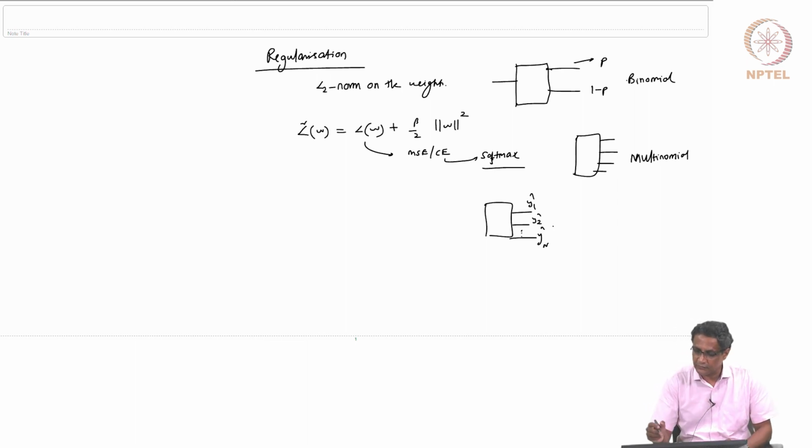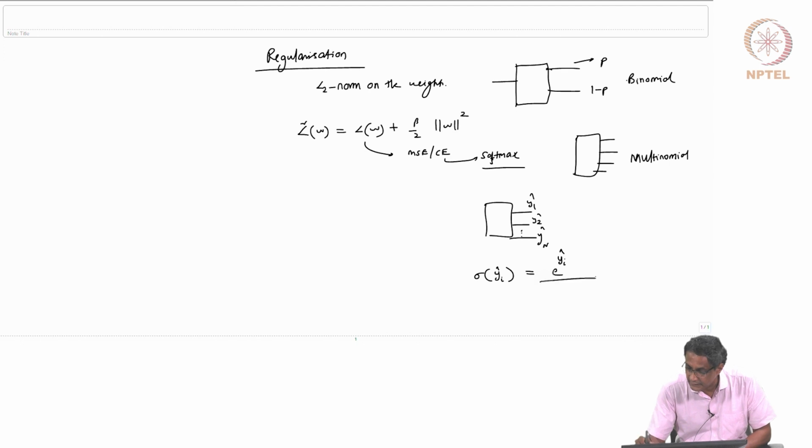Now, these ŷ1 could be limited to values between 0 and 1, or they could even come from some linear activation function. We do not know, it could be anything. Then what is done is you would convert this ŷ1 using, let me just call it some sigma. For any ŷi, I will write sigma of ŷi as e raised to ŷi divided by the summation of e raised to ŷj, j going from 1 to n, for the n number of classes.